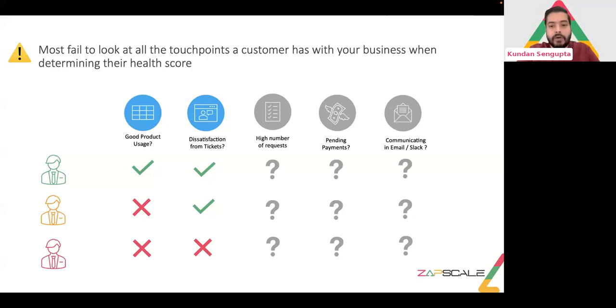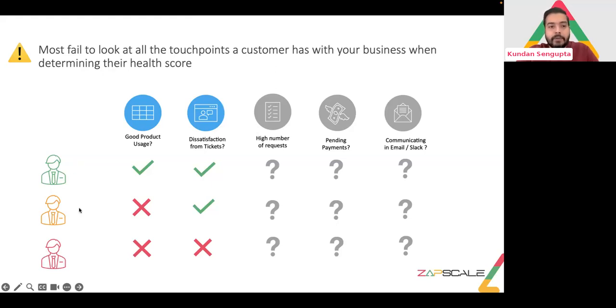Which is why, if you're not considering all the aspects where the customer has a touch point with you or your business, and we are creating a health score out of a few aspects and trying to prioritize our work based on that, it's just increasing our work. We are probably focusing on the wrong customer, whereas we needed to focus on someone else.